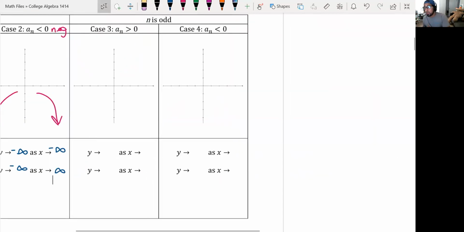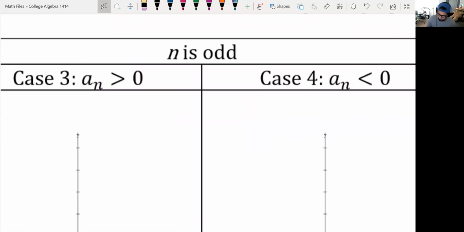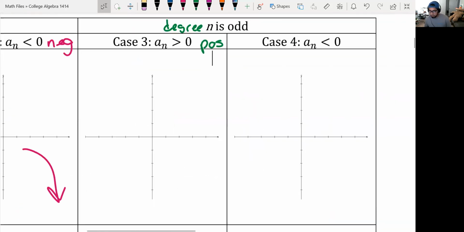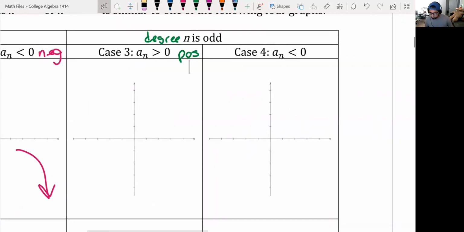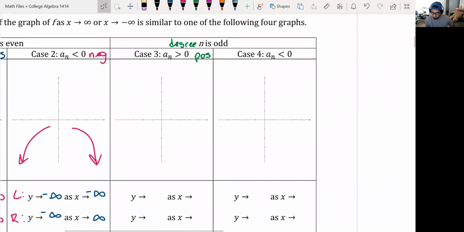Now, if case 1 and case 2 were for even, case 3 and case 4 are for odd. Your degree of n is odd. And case 3 is for an odd function with a positive coefficient. There we go, there we go.